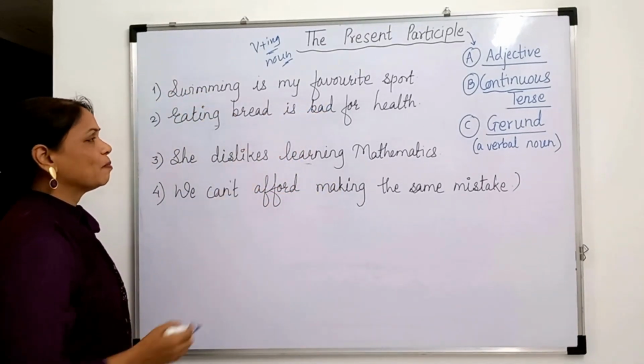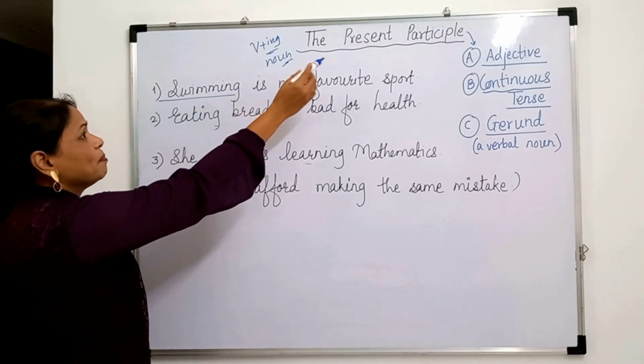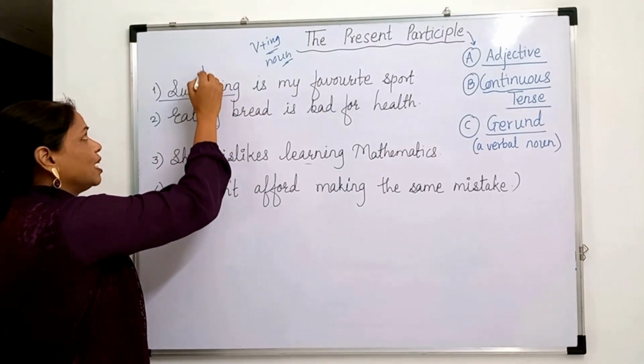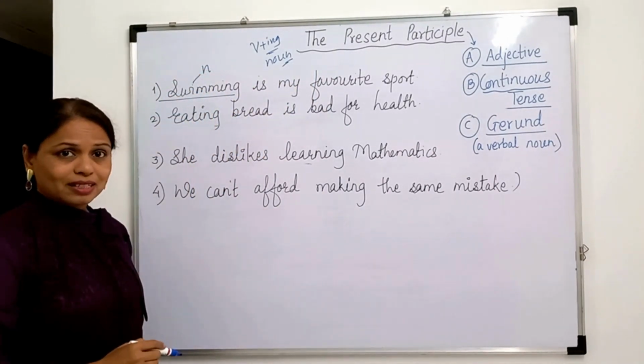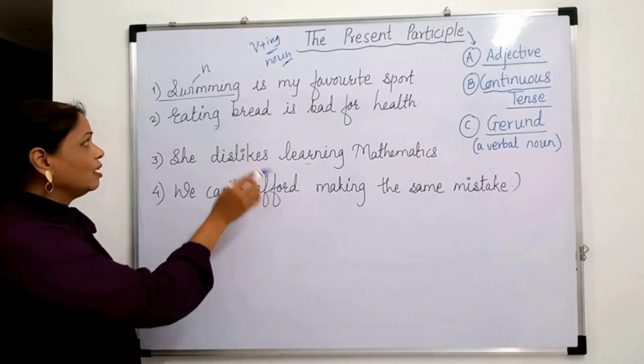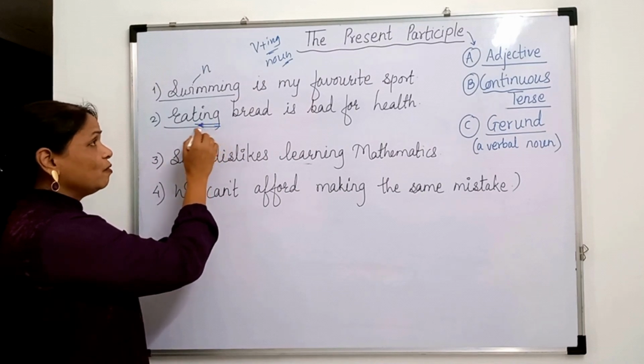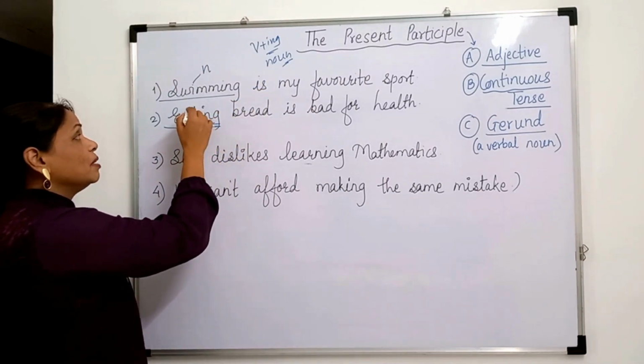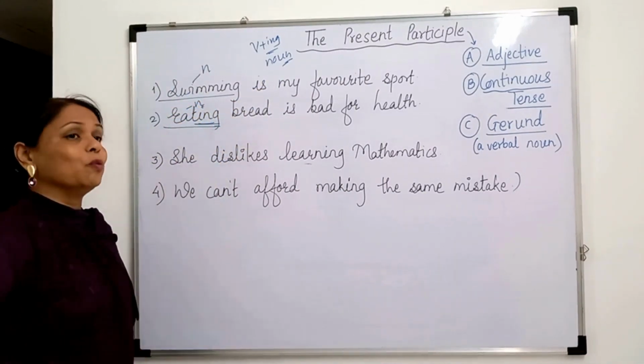Swimming is my favorite sport. Swimming is the present participle, but at the same time it functions as a noun in this sentence. In the same way, eating bread is bad for health. Eating, ing form, the present participle, but this also functions as a noun.